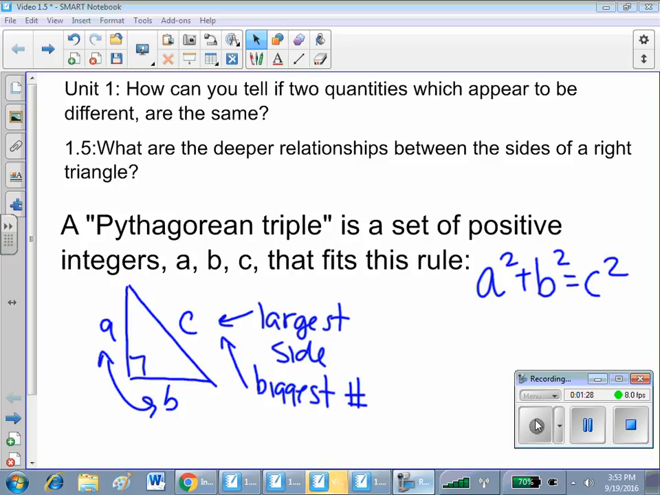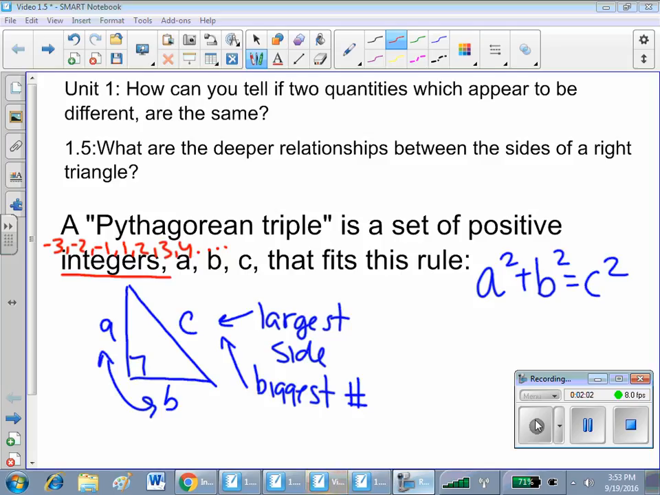Again, the Pythagorean triple is just any three numbers that are integers that create a right triangle. So what's really important here is that they have to be integers. If you don't remember what the set of integers is, it's any positive or negative whole number. So -3, -2, -1, 0, 1, 2, 3, 4. Okay, so that means no radicals, no decimals, no fractions. It has to be a whole number, positive or negative, in order to be an integer. So let's look at an example.